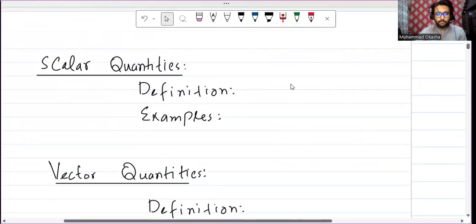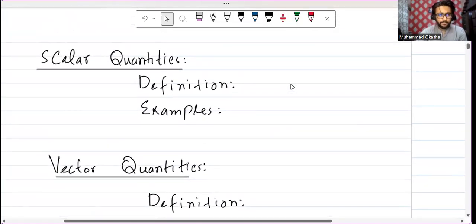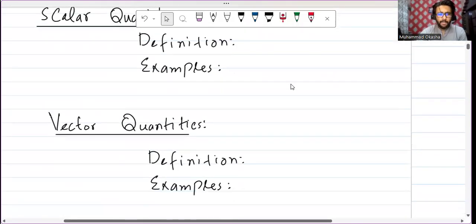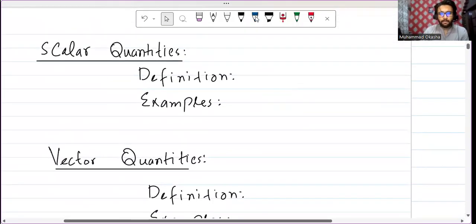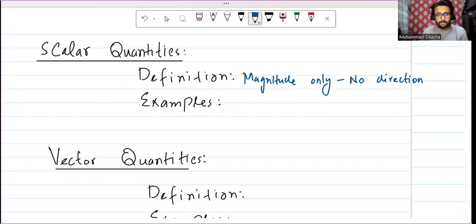Then we have scalar physical quantities. There are two branches of physical quantities: scalar quantities and vector quantities. I'm not going to get into too much detail. Of course, this is a revision. Scalar quantities are those which have magnitude only, no direction. I'm just writing the hinting words, not the exact definition. And vector quantities are those which have magnitude plus direction. So they have a direction alongside the magnitude.